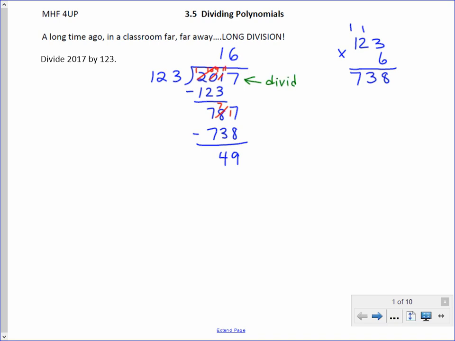Dividend is here. The thing you divide by, divisor. The result of dividing is the quotient. And the number that's left over at the end, remainder.